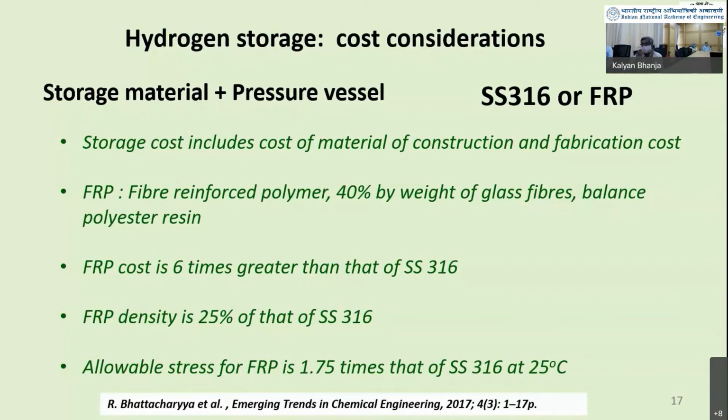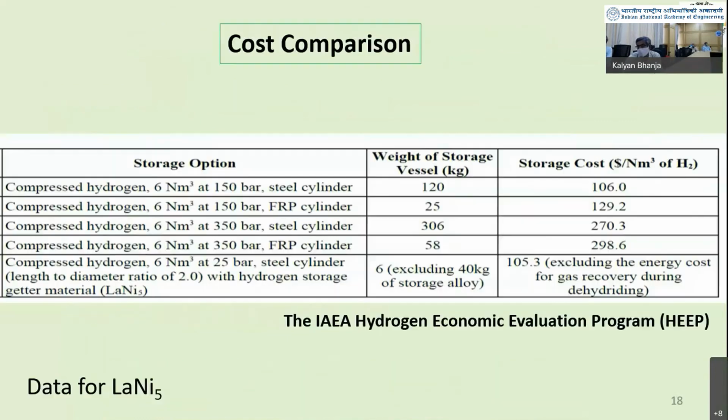So the storage cost involves, as I mentioned, the cost of the material as well as the cost of the pressure vessels. So 2 types of pressure vessels you can use. Either you can use a stainless steel pressure vessel, or you can use fiber reinforced plastics or fiber reinforced polymer. Of course, the FRP cost is 6 times higher than that of SS, stainless steel. And of course, the weight will significantly reduce if you use FRP as a container. And it can withstand significantly higher stress compared to stainless steel.